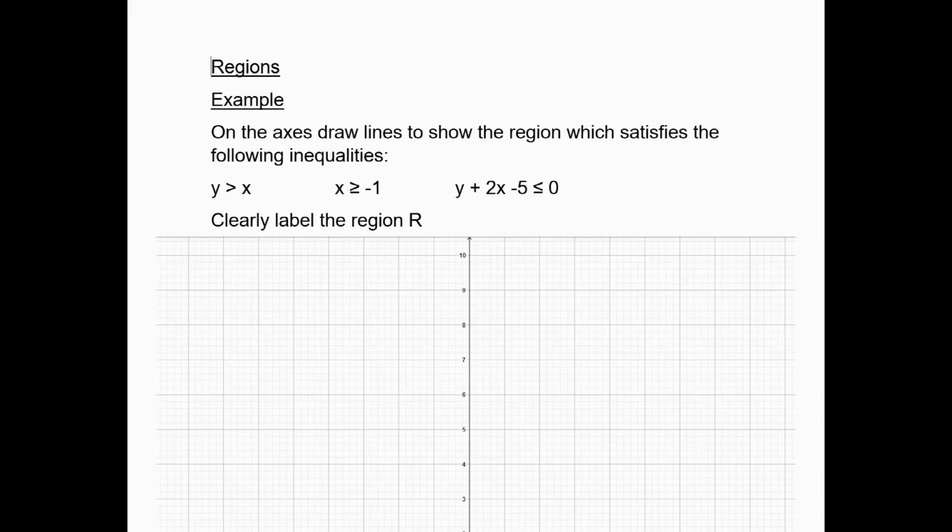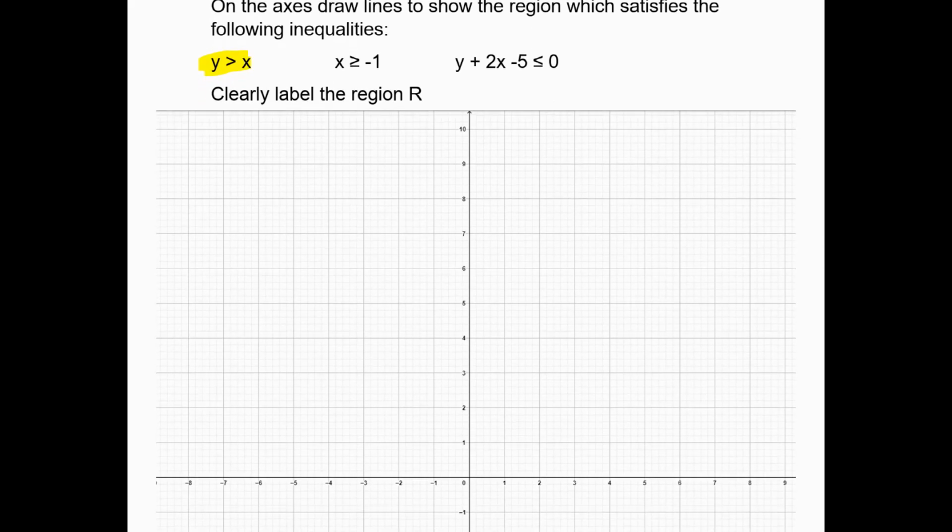In this question, we're given several linear inequalities, and we are asked to represent the region on the coordinate grid where all of them are satisfied. The first inequality is a strict inequality. That is, y is greater than x, it's not greater than or equal to.